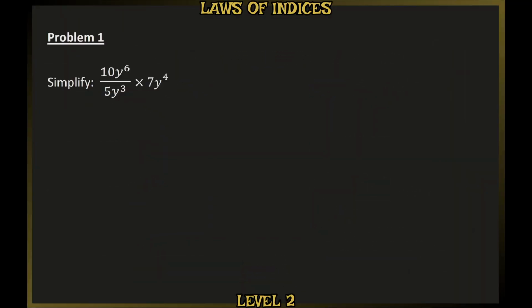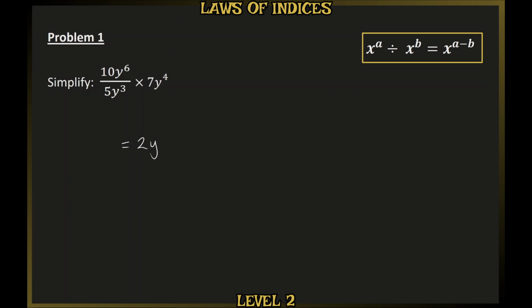In problem 1, we're simplifying 10y to the power of 6 over 5y to the power of 3, multiplied by 7y to the power of 4. Starting with the fraction on the left-hand side, we can see that we're dividing indices here. So we're going to start by using this law, which tells us that when we divide indices, we subtract the powers. So 10y to the power of 6 divided by 5y to the power of 3 becomes 10 divided by 5, which is 2, and then y to the power of 6 divided by y to the power of 3 becomes y to the power of 6 minus 3. And this is still multiplied by 7y to the power of 4.